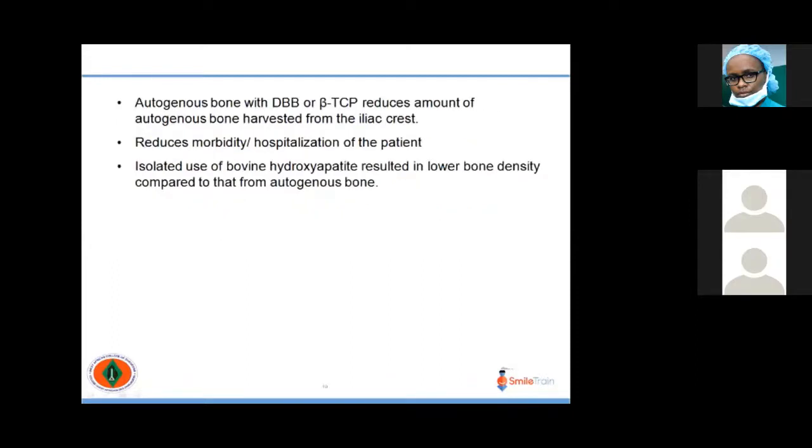Autogenous bone grafting is sometimes combined with defibrinated bovine bone or beta tricalcium phosphate. All this reduces the amount of autogenous bone that you need to harvest from the iliac crest if you combine the two of them. So using the autogenous and allogenic sources of bone material combined together will reduce the amount of autogenous bone that is going to be harvested for bone grafting.